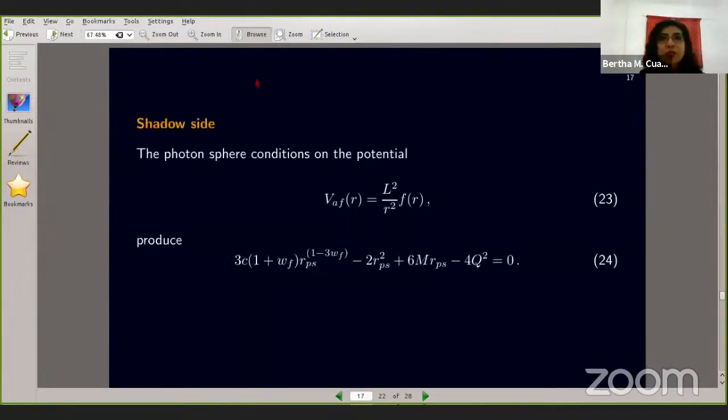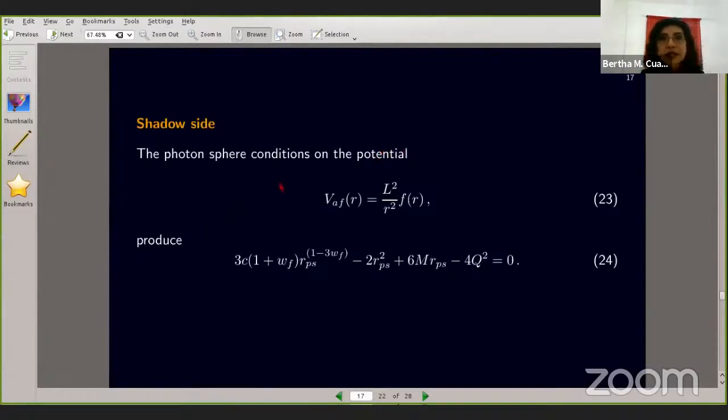So we are going to do basically the same we did for the Tangherlini black hole. We first calculate the things in the shadow side and then the things in the quasi-normal frequency side. So in the shadow side, as I detailed previously, we use some Lagrangian formalism. We find the radial equation of the null geodesic, and the potential in this case is given by this formula here, where this constant of motion L is related to the angular momentum of the particle.